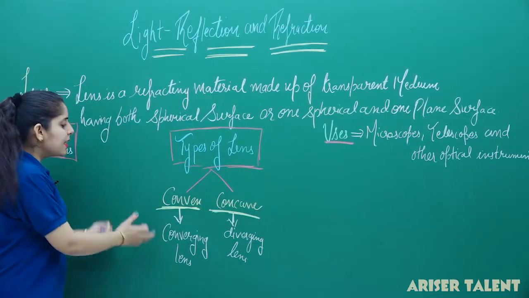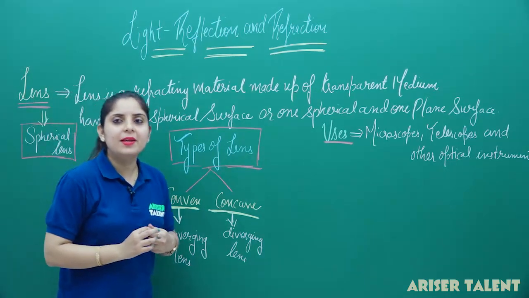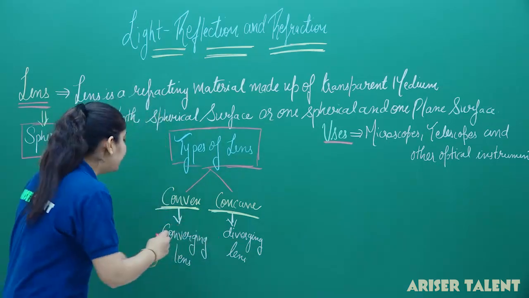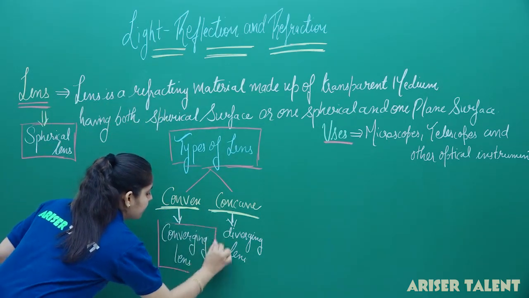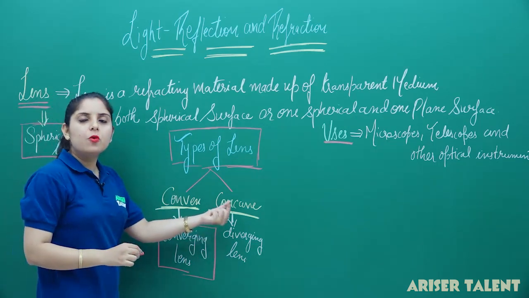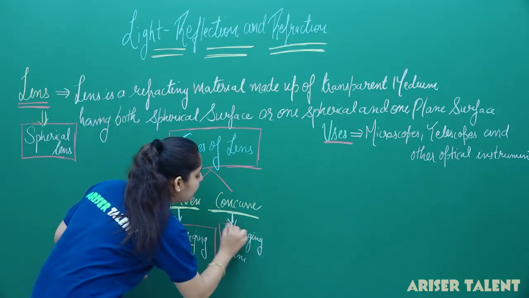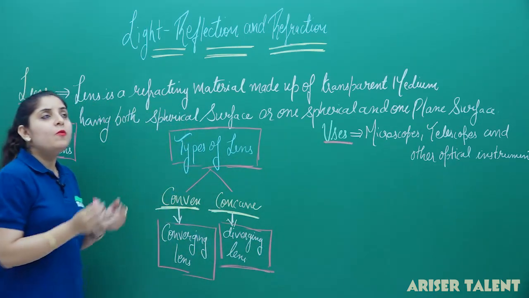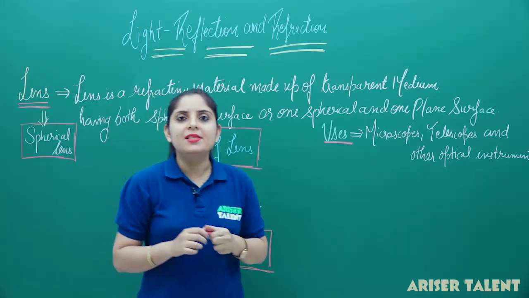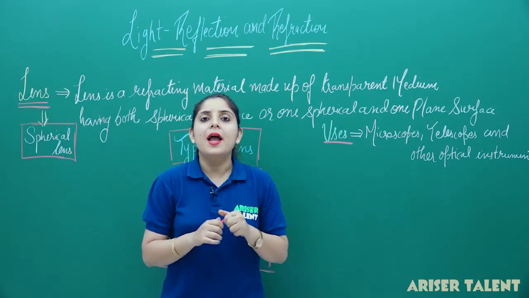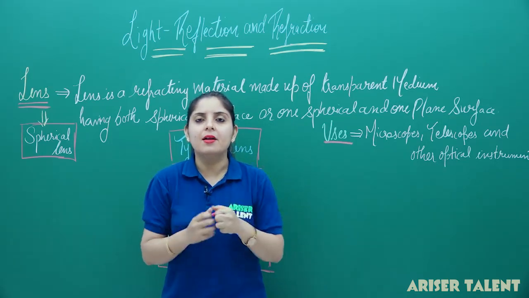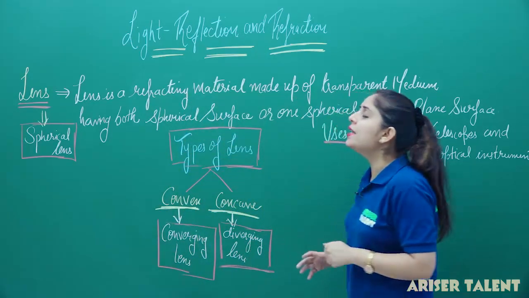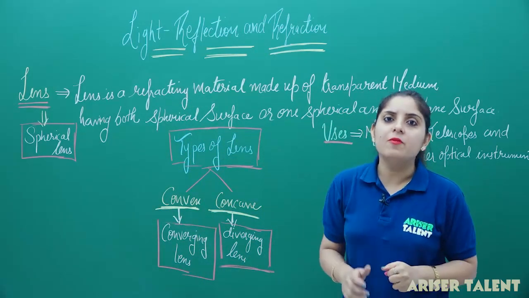So what we were discussing, we are talking about convex and concave lens. Convex lens is also known as a converging lens because it has the ability to converge the light rays. And concave lens is known as the diverging lens because it is going to diverge all the light rays incident on it. Now, how will the convex and concave lens look like? We will discuss it now, and how many types of lenses can occur in nature and what will be their structure. Let's see here. So firstly, we are going to deal with the convex lenses.